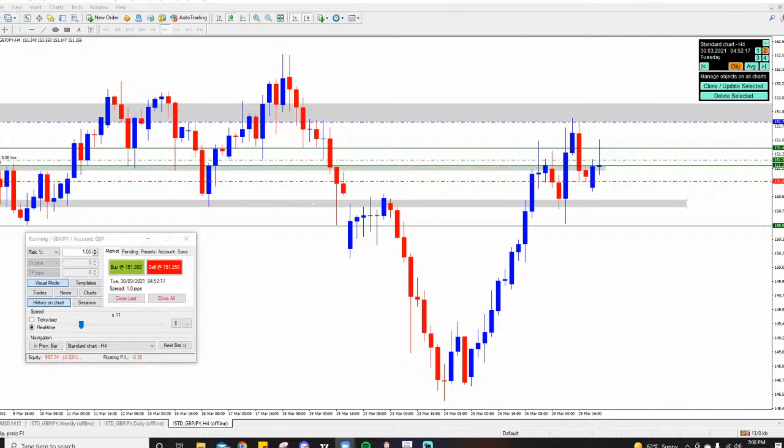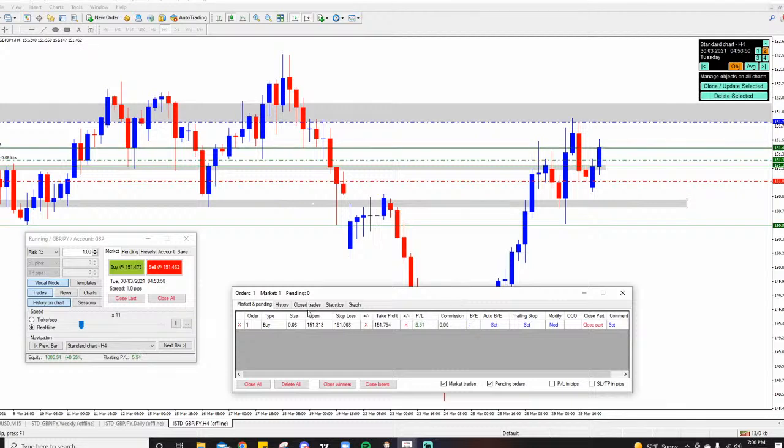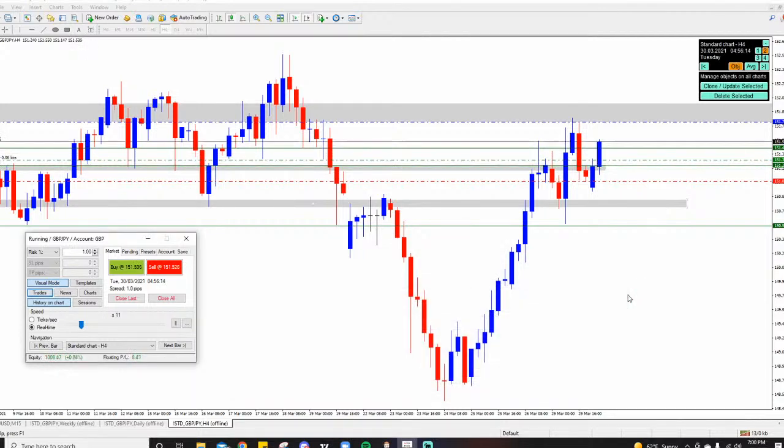How long have we technically been in this trade? Honestly, I wasn't even looking at the time, so I'm not sure. I'm just watching the candles fluctuate. A few hours.